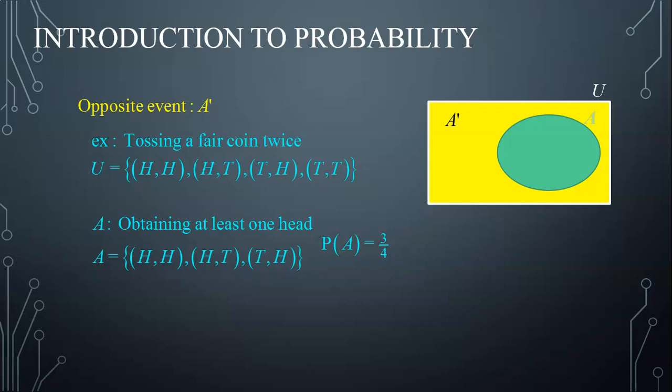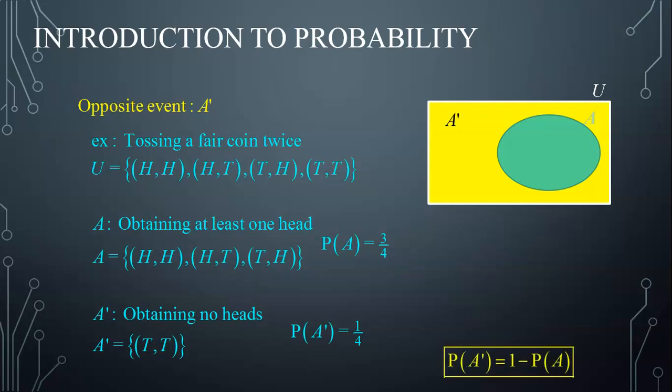Now, its opposite event A prime would consist of obtaining no heads, only including the outcome with 2 tails with a probability of 1 out of 4. Then the probability of A prime is 1 minus the probability of A.